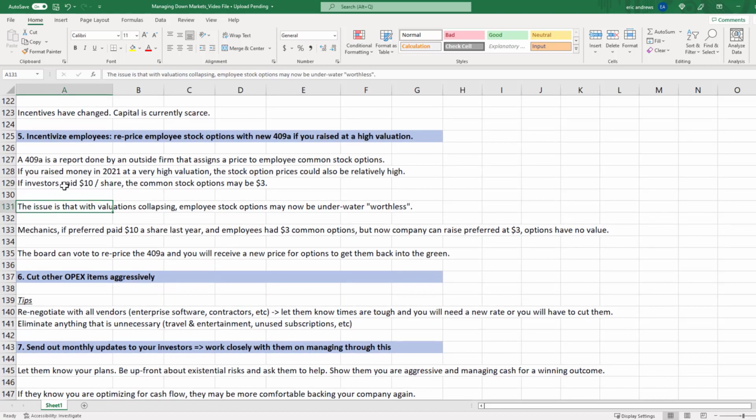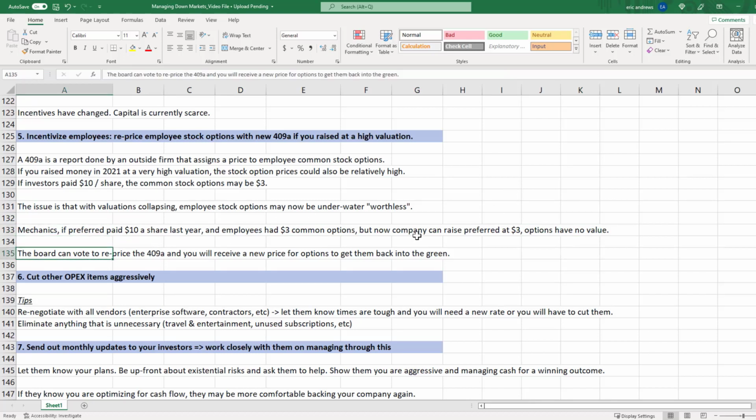The issue is that if your valuations are collapsing, let's say 75%, now the employee stock options could be underwater. So let's say now your business can only raise money at $3 per share preferred. The employee stock option is priced at $3, and now your valuation is at $3. That means your options are basically worthless, because the options are only worth how much the valuation is in excess of the option price. So the options may have no value or be totally underwater.